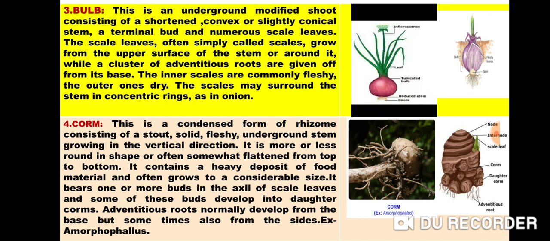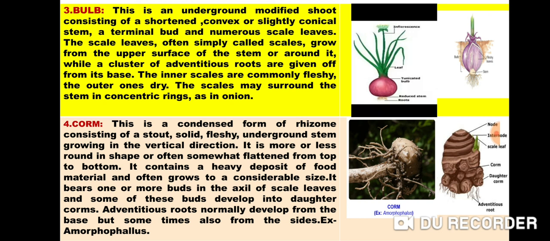Fourth one is corm. This is a condensed form of rhizome consisting of a stout, solid, fleshy underground stem growing in the vertical direction. It is more or less round in shape and often somewhat flattened from top to bottom. It contains a heavy deposit of food material and often grows to a considerable size.